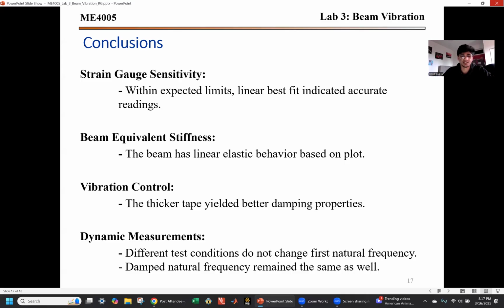And for dynamic measurements, different test conditions did not change the first natural frequency, and the damped natural frequency remained the same as well. Here are my references. Boom.